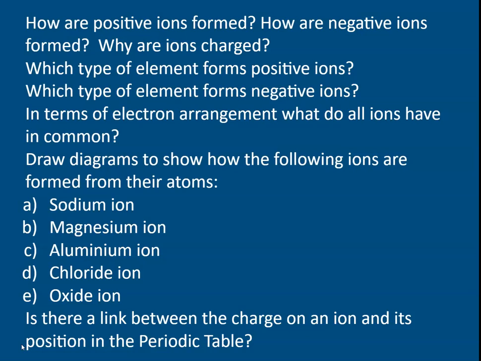So, two types of ions: how are they both formed, why are they charged, which type of element forms the two different types of ions, what do all ions have in common in terms of their electron arrangement, and then I want you to draw diagrams to show how ions are formed for sodium, magnesium, aluminium, the chloride ion and the oxide ion.